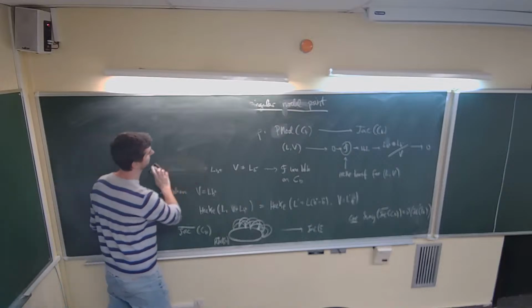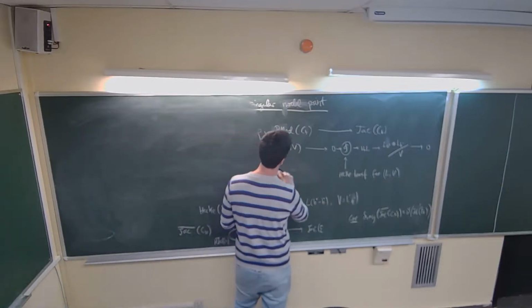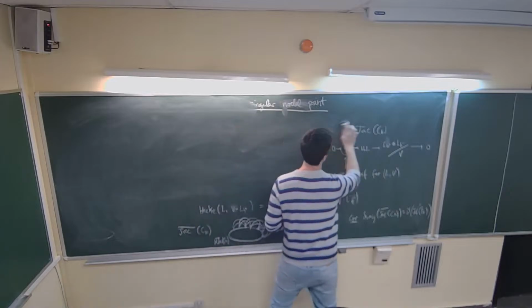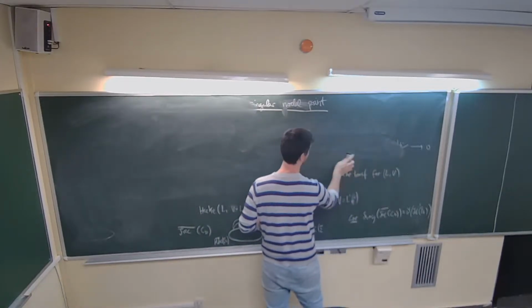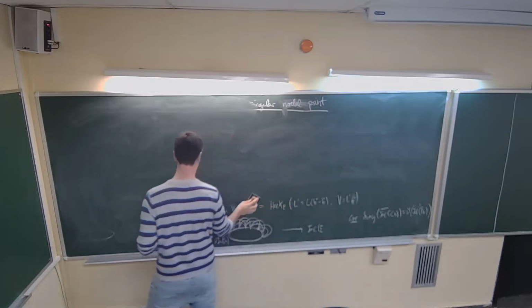But when you glue these two sections, the infinity section and the zero section, twisted by this line bundle, there is no way you can have a morphism from the whole compactified Jacobian to the Jacobian of the normalization.